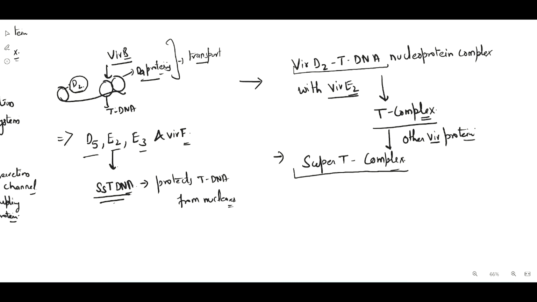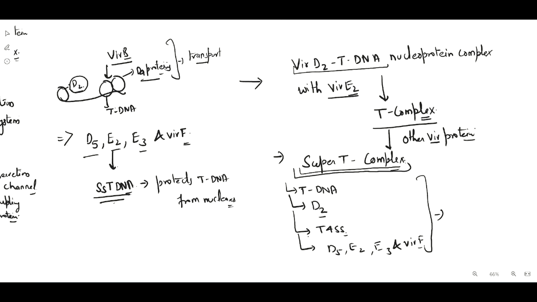This whole super T complex actually contains your tDNA, and with the tDNA there is the D2 protein bonded. Then we have our type 4 secretion system, and with this we have D5, E2, E3, and the F protein. So this whole complex is called your super T complex, and only the tDNA and E2 protein association is called the T complex. So sometimes a question can be asked about what types of Vir proteins are involved in the super T complex. So you should know about it, right?